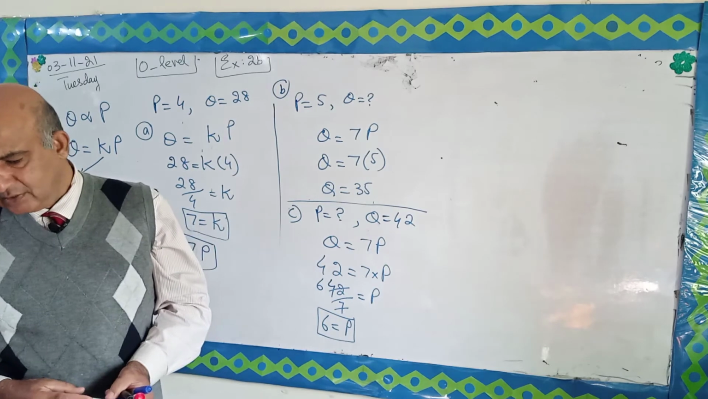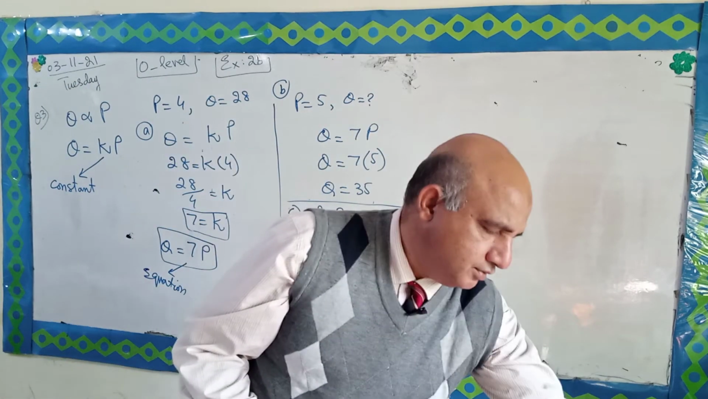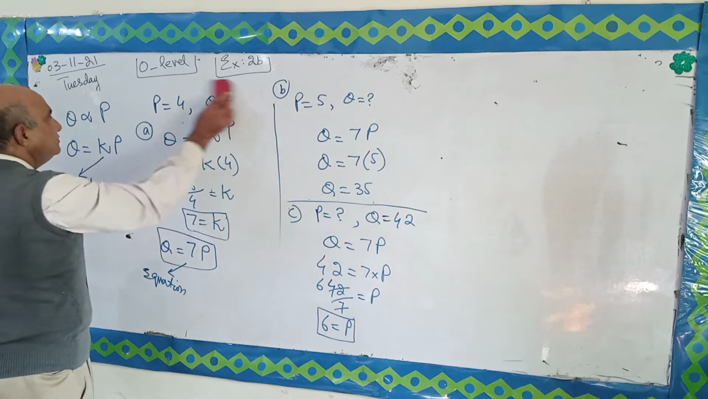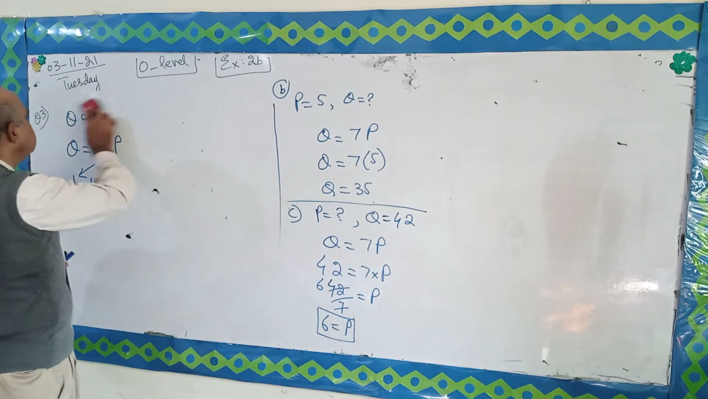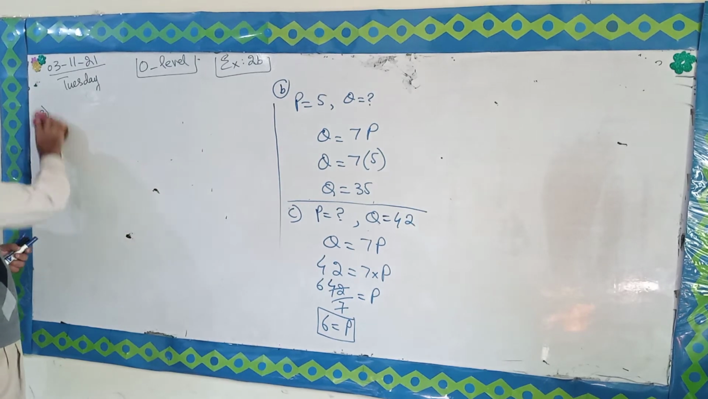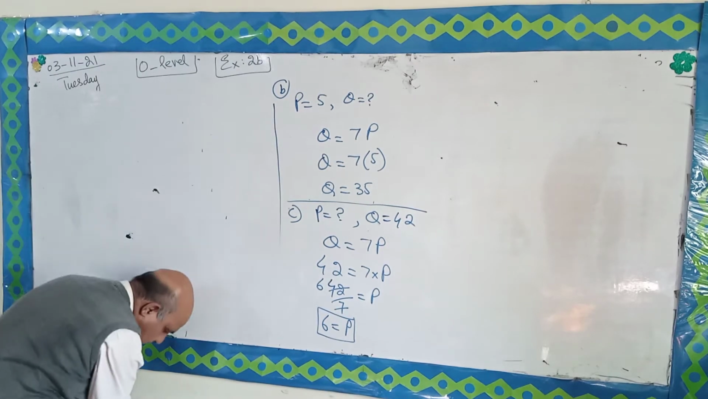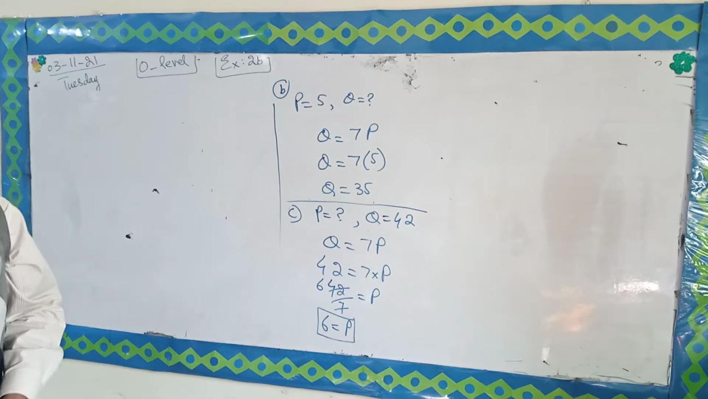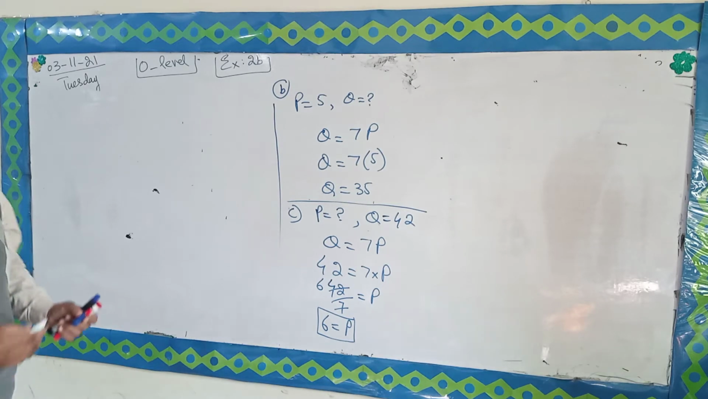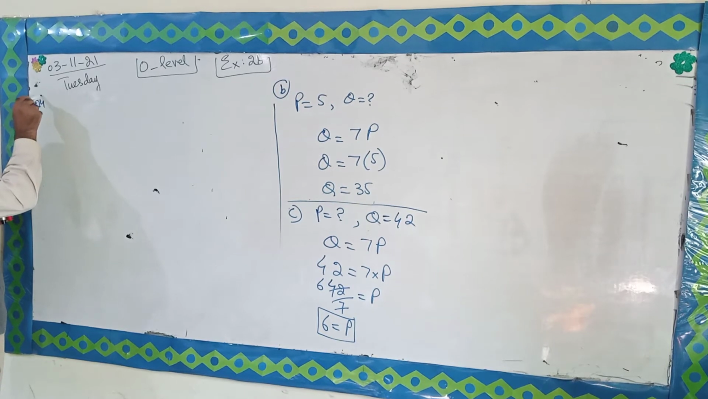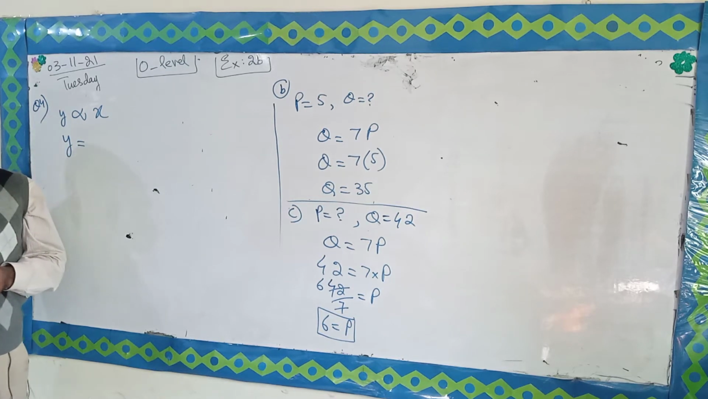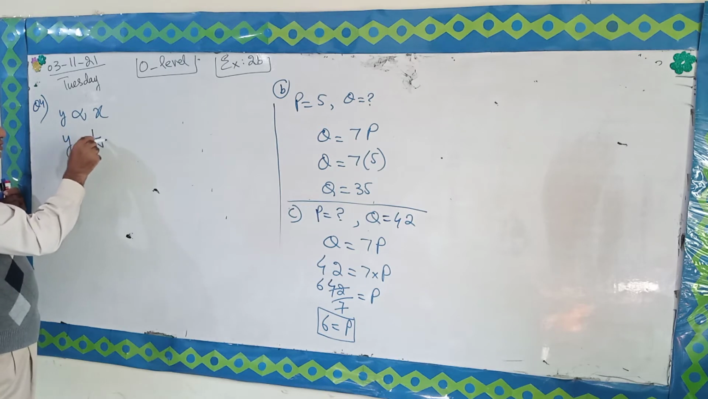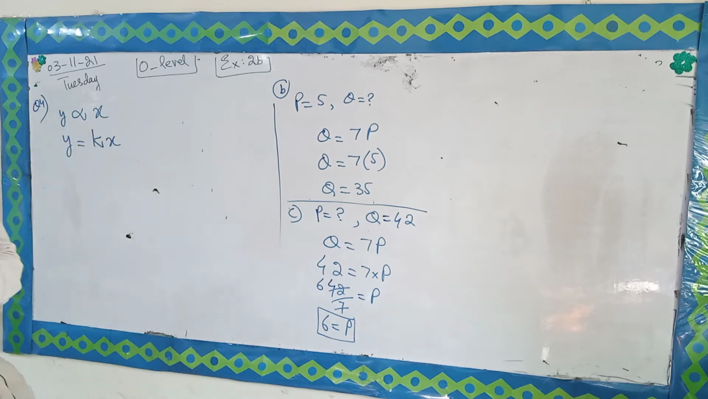Now we are going to solve question number 4. Question number 4 is saying that if y is directly proportional to x, then when we replace the proportion sign with an equal sign, we write y is equal to kx. Right? So here k is the constant.